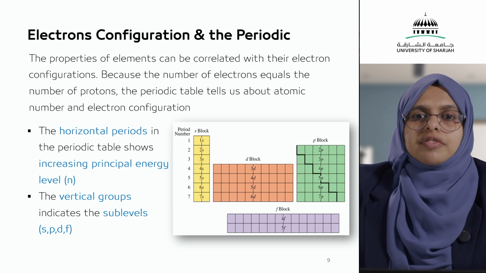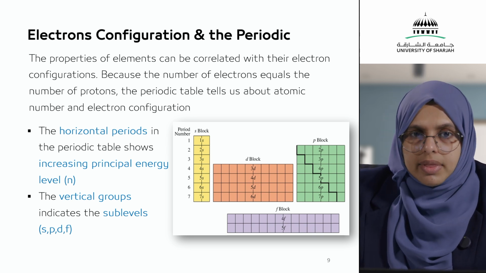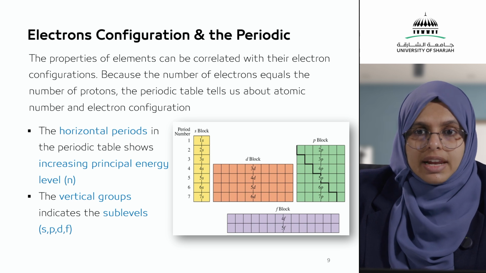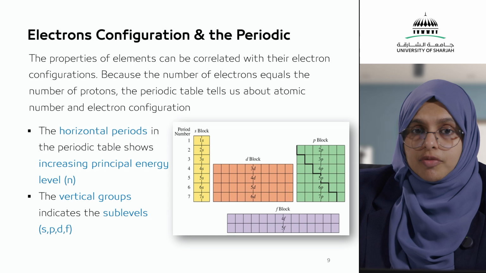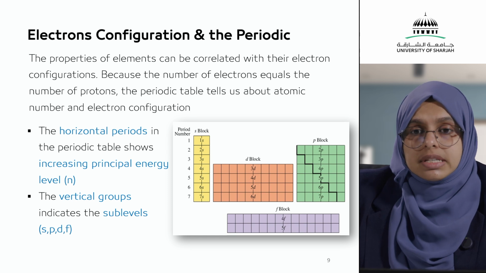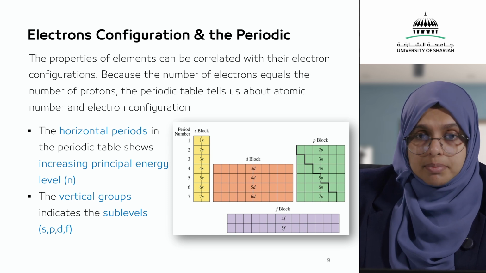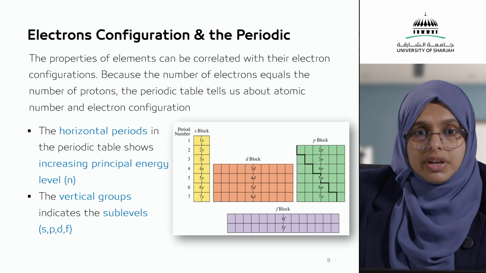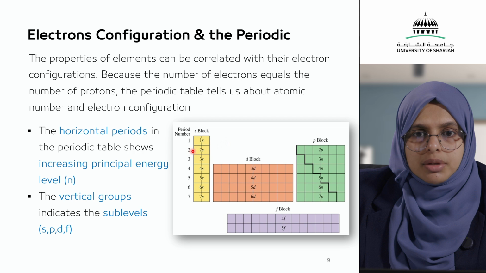The properties of elements can be correlated with the electronic configuration because the number of electrons equals the number of protons. The periodic table tells us about atomic number and electronic configuration. The horizontal periods in the periodic table show increasing principal energy level. The vertical groups indicate the sublevels s, p, d, and f.